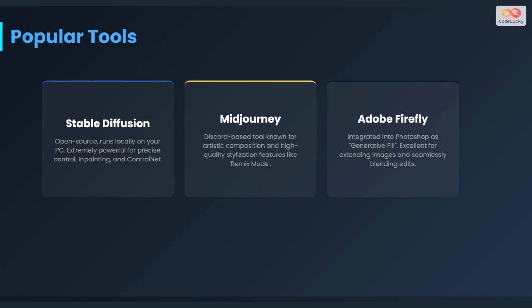There are several major tools you can use today. Stable Diffusion is powerful and free to run on your own computer. Midjourney is famous for its artistic quality and is used through Discord. Adobe Firefly is built right into Photoshop, making it easy to use generative fill for professional editing.